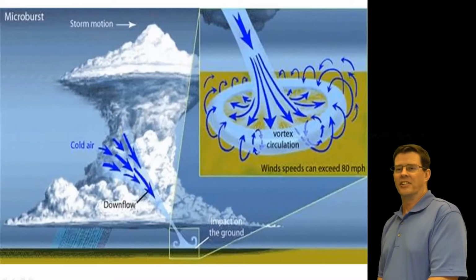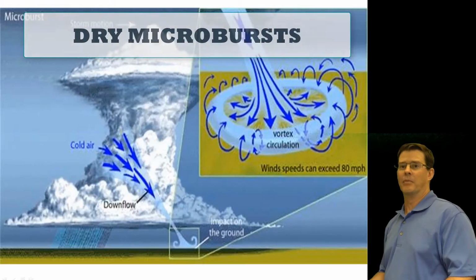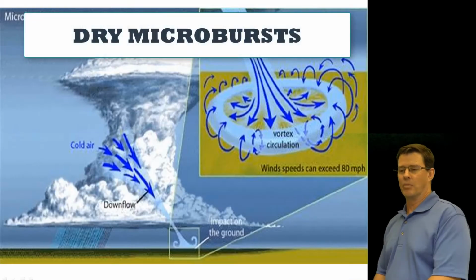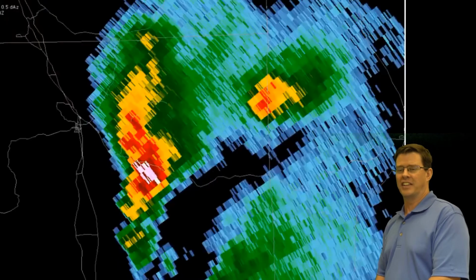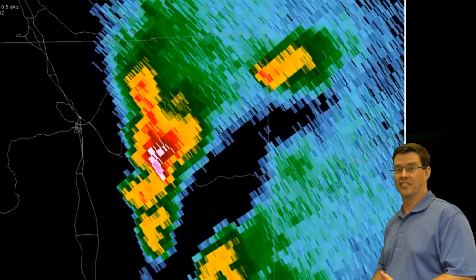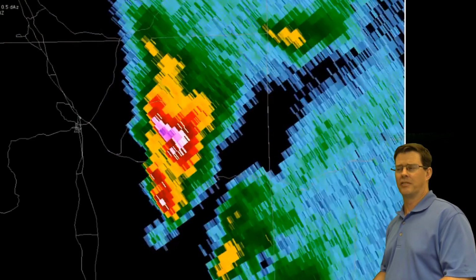Well, now that I have your attention, we'll talk about those little green blobs, or as they're more commonly known, dry microbursts. Now I'll start by taking a look at a couple of radar images. First, this one, you can see a lot of bright colors there. Obviously you'd think, this is a pretty good thunderstorm. It was producing some rather large hail.